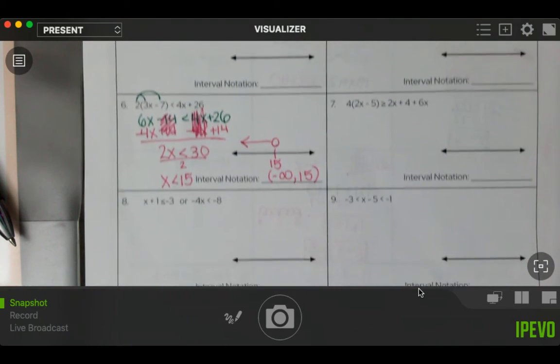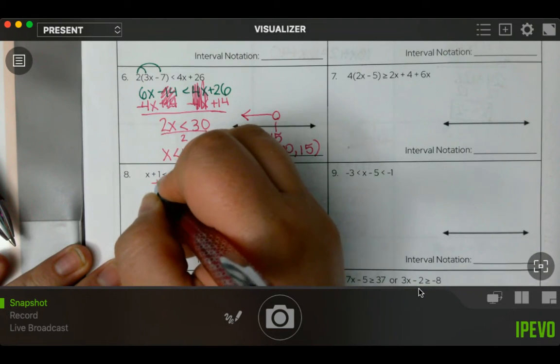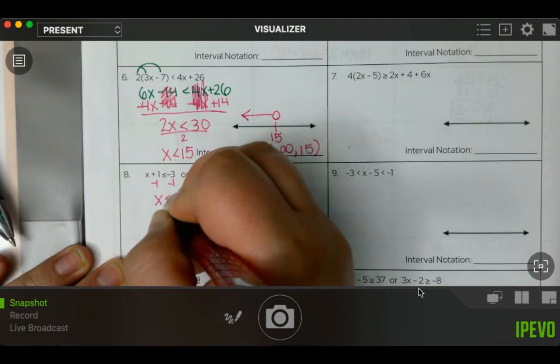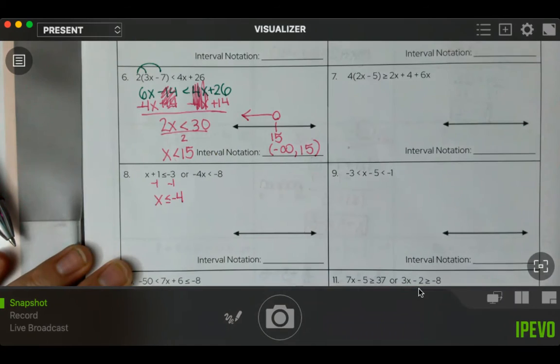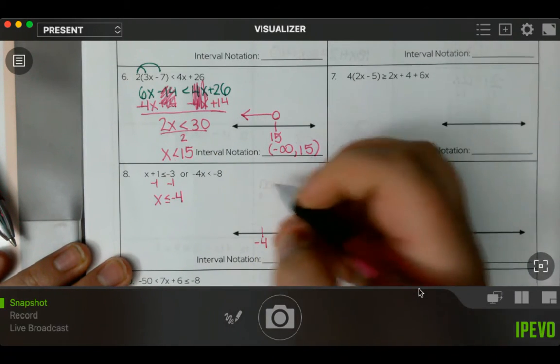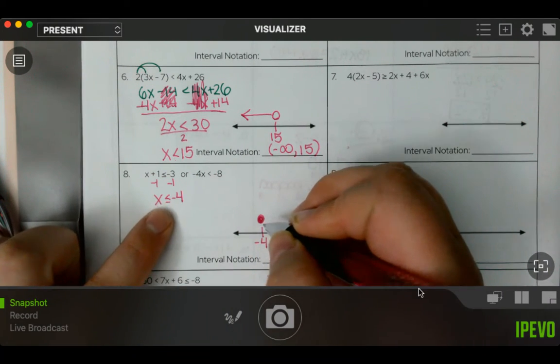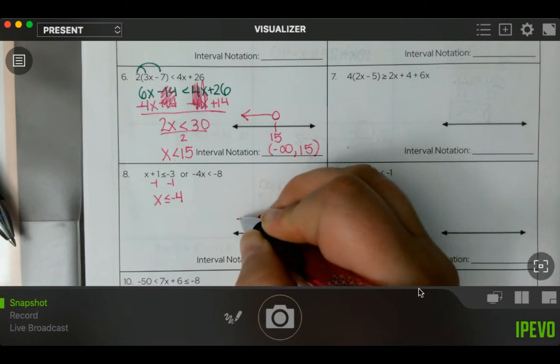Now let's do one that has an or. This one has an or. Subtract the 1 to the other side. -3 minus 1 is -4. I'm going to put -4 on my number line. Closed circle because it's less than or equals to. And it goes to the left.